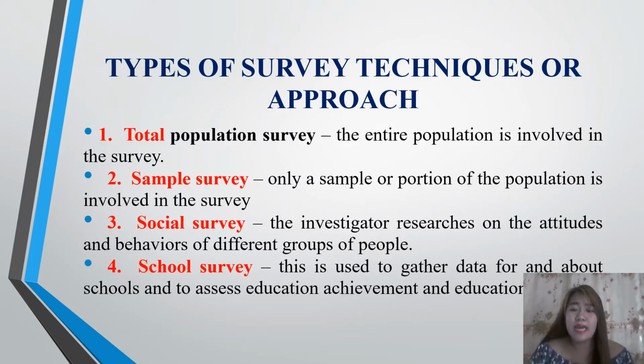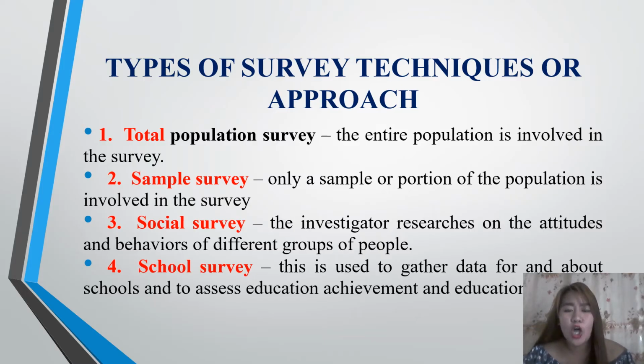Okay? So, ibig sabihin, pag sinabing total population survey, ang tinutukoy po natin dito ay yung kabuuan ng ating population. Okay? For example, in the university, if you are going to conduct research in a university or in a school. So, kapag lahat ng tao doon ay respondents mo, ang tawag po doon ay total population survey. Okay. Number 2, we have sample survey.